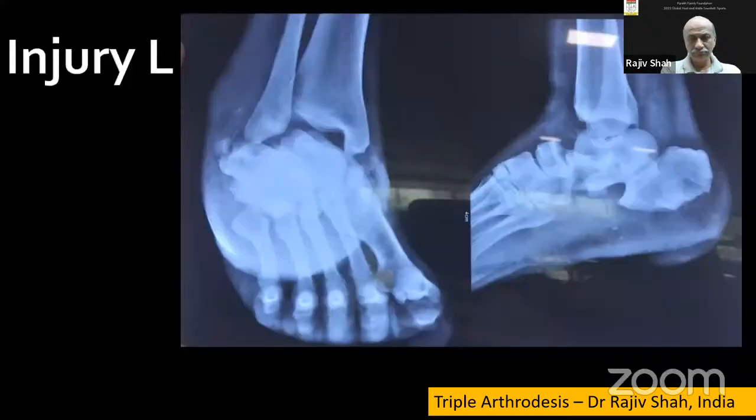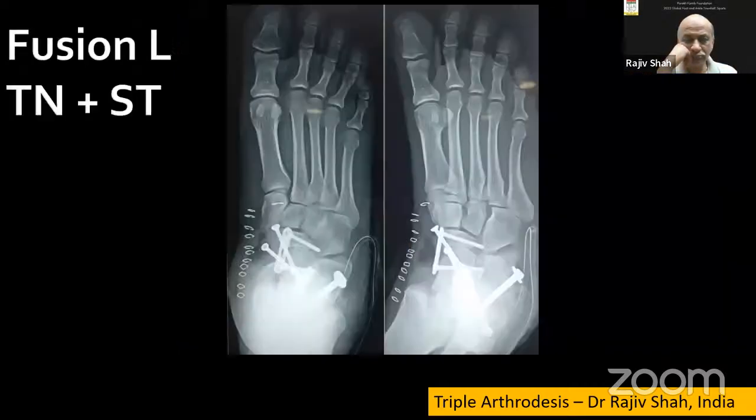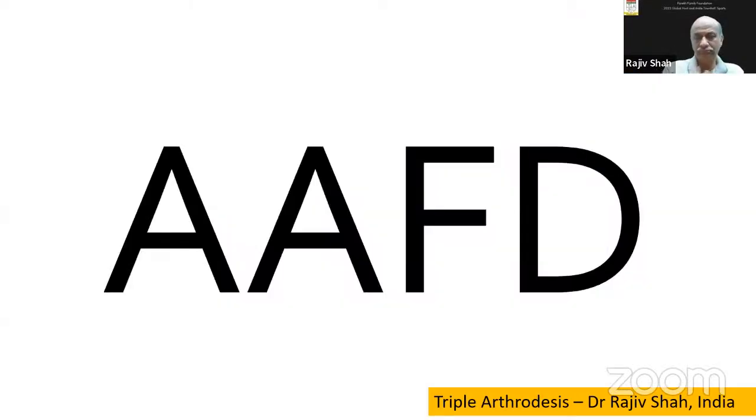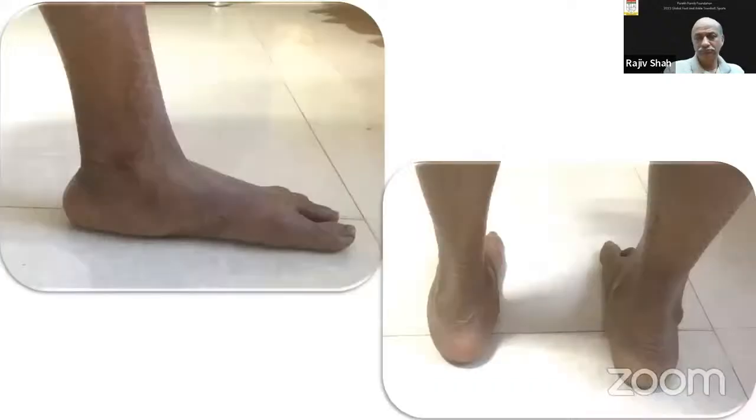Trauma: bilateral, bad, severe calcaneus fracture with dislocation and involvement of the calcaneocuboid, talonavicular, and subtalar joints was treated on the left side with talonavicular plus subtalar fusion, and it was also treated with talonavicular and subtalar fusion on the opposite side. Adult acquired flat foot.